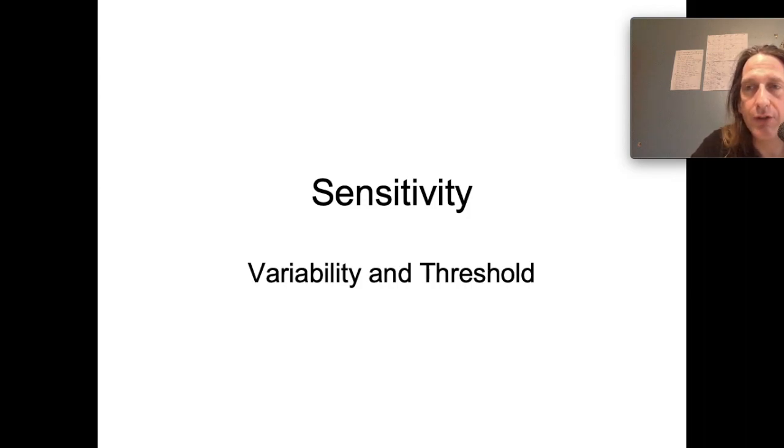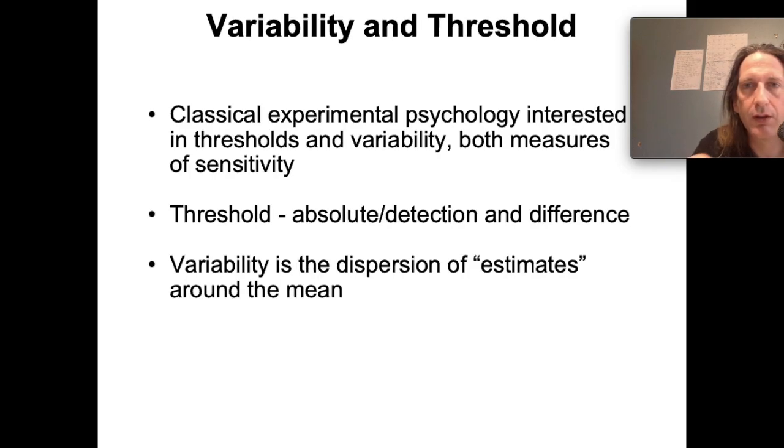The other thing that psychophysics or psychophysicists are interested in is sensitivity. And we have two ways of measuring this: variability and threshold. So classical experimental psychology is interested in thresholds and variability, and they're both measures of sensitivity, but they get used in slightly different situations. So a threshold is, there are two types of threshold. One is an absolute or detection threshold. So how loud does a sound have to be for you to be able to hear it? How bright does a light have to be for you to be able to see it at all?